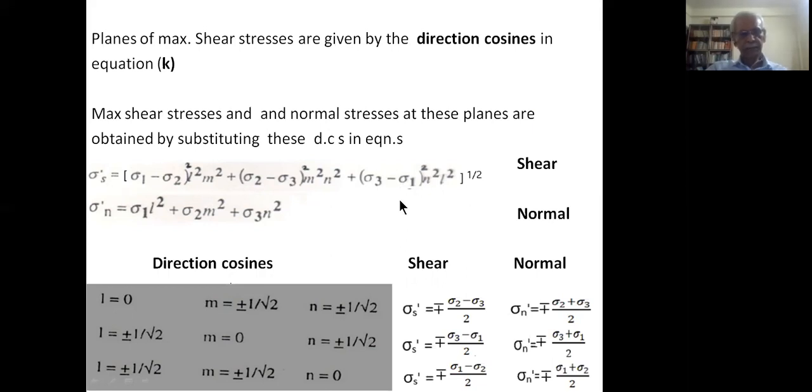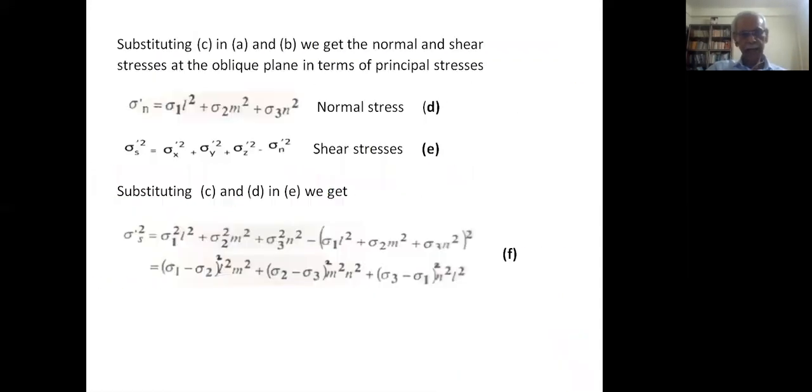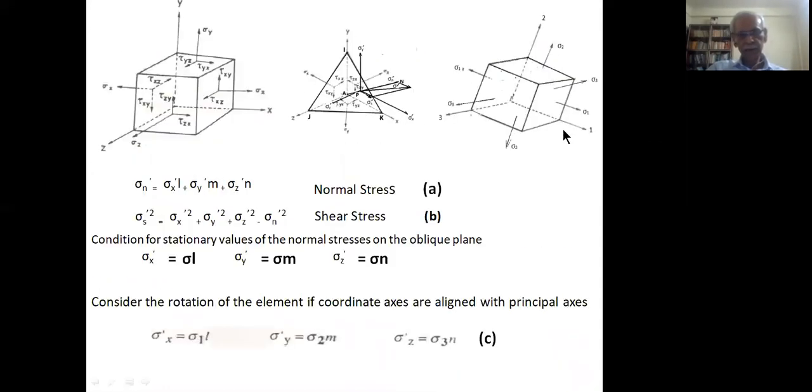Now what does it mean? In the planes of maximum shear stress, there are normal stresses, but in the planes of principal stresses, there are no shear stresses. Do you understand? I'll show you back. If you see this figure, this is the orientation of the cube for principal stresses. On the faces of this cube, there are no shear stresses.